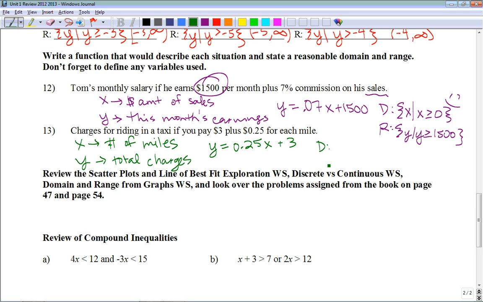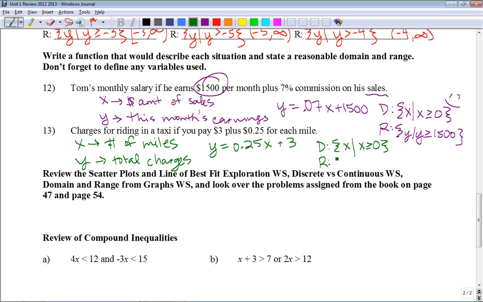The domain, set of all x values where. Okay, so how many miles could I go? I could go 0. Sure, I get in the taxi and I realize I'm already there and I get back out. So I could go 0 miles. So x could be greater than or equal to 0, right? It just can't be negative. And it doesn't matter if it's whole numbers or whatever, because I can go half a mile, I can go a quarter of a mile, I can go 3/4 of a mile. So pretty much anything greater than or equal to 0 is possible.